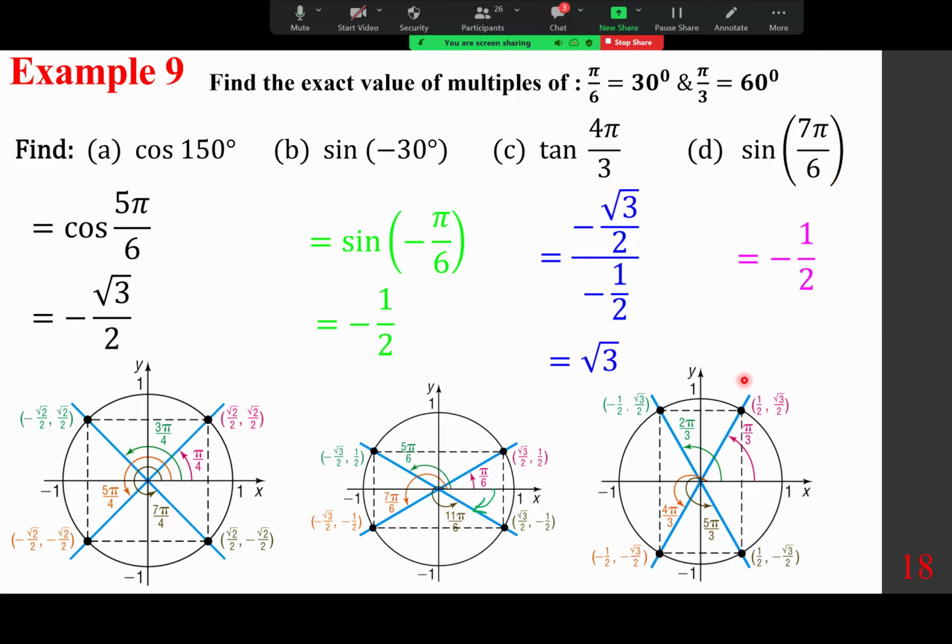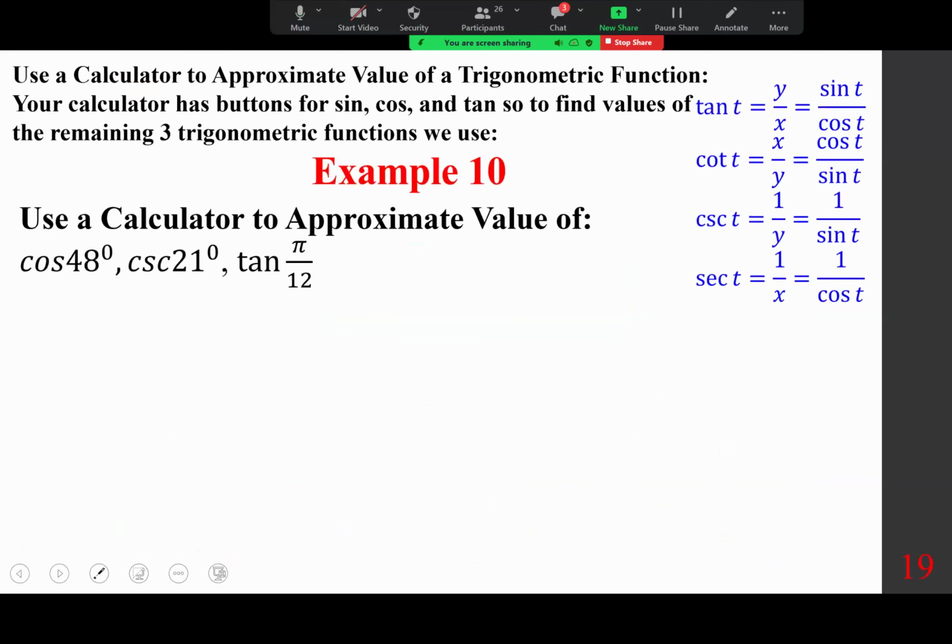Again, first quadrant, everything is positive. Second quadrant, sine is positive. Third quadrant, everything is negative except tangent and cotangent. Over here, cosine is positive. By the way, cosine, and that means also secant because it's the reciprocal of that.